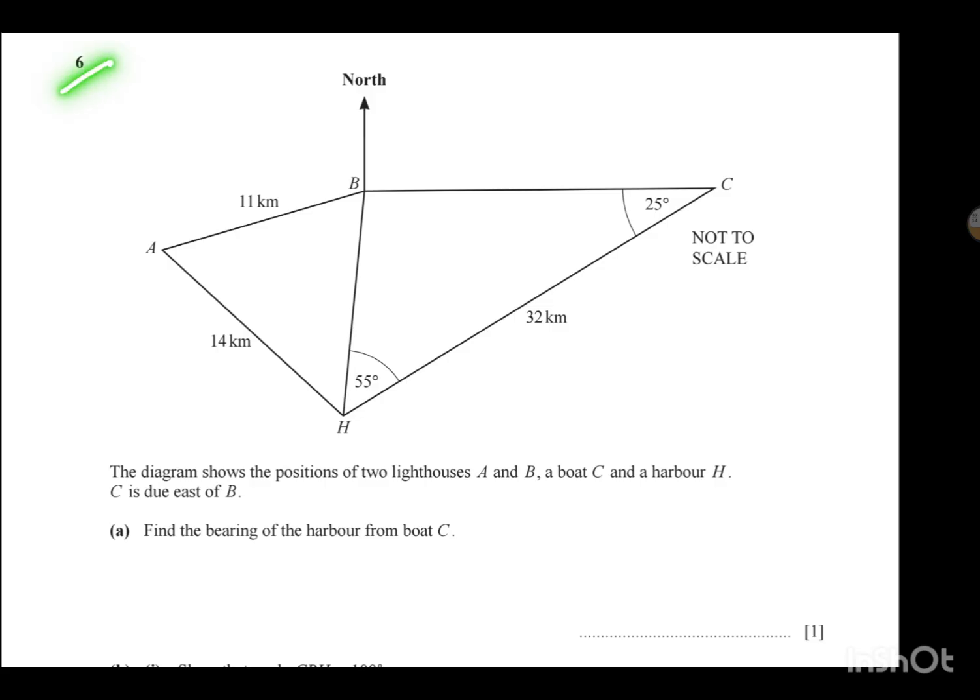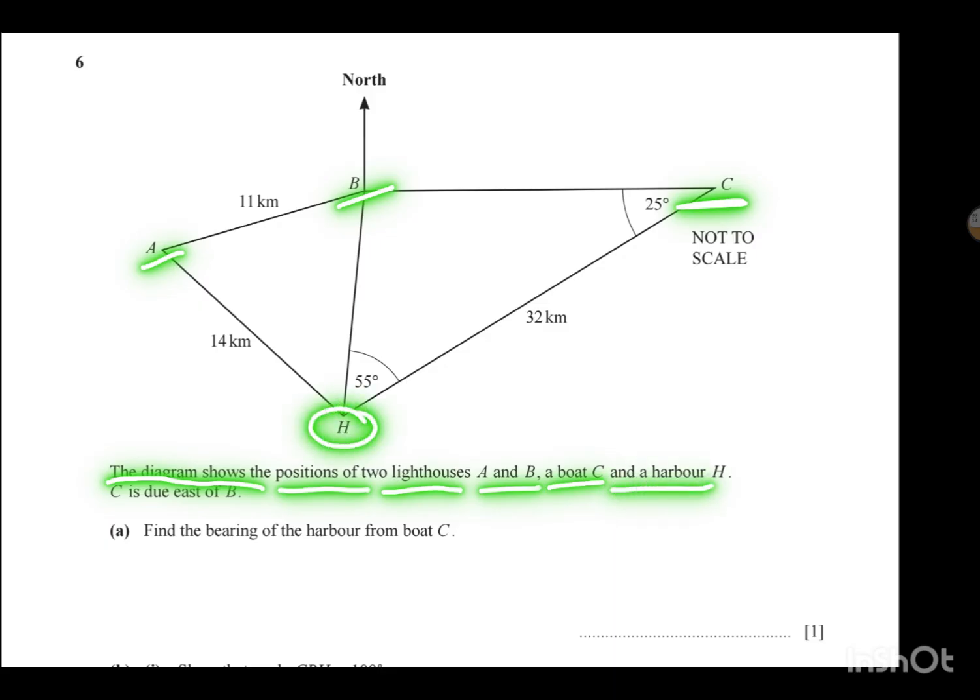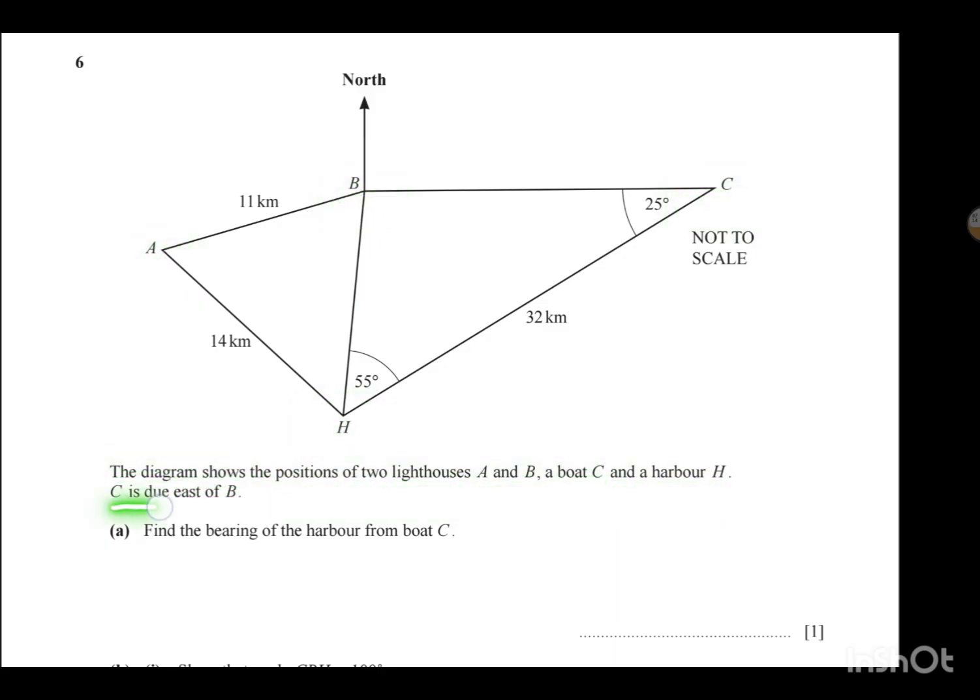Question number 6. The diagram shows positions of two lighthouses A and B, and a boat C, and a harbor H. C is due east of B. So C is exactly in the same horizontal line towards east.